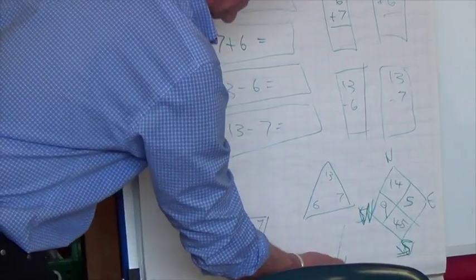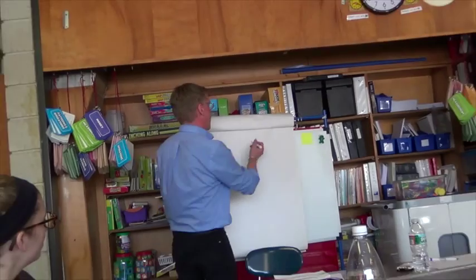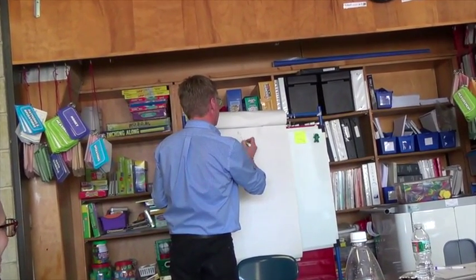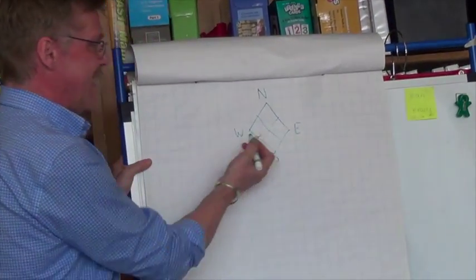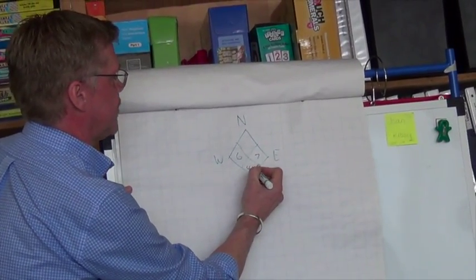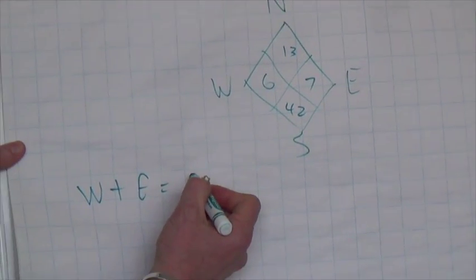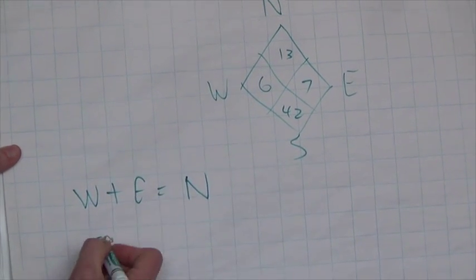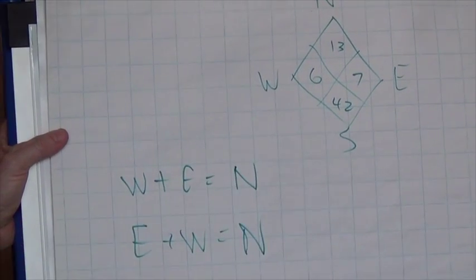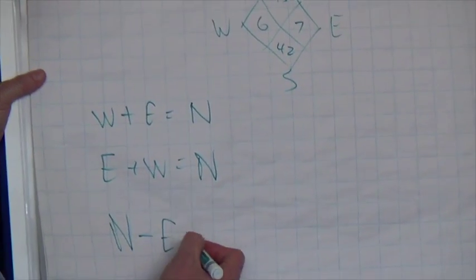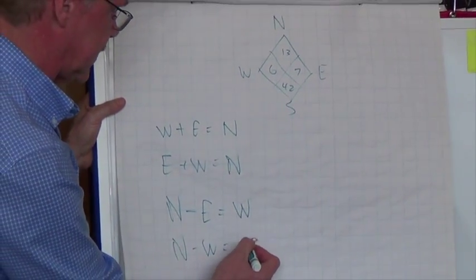And here again, you get so much easily understood algebra, because if you always have the north, east, west, and south, they will start to see patterns. Let's put our numbers here, 42 and 13. West plus east always equals what? North. East plus west always equals north. It's the same thing that we did on that other page. North minus east equals west. North minus west equals east.